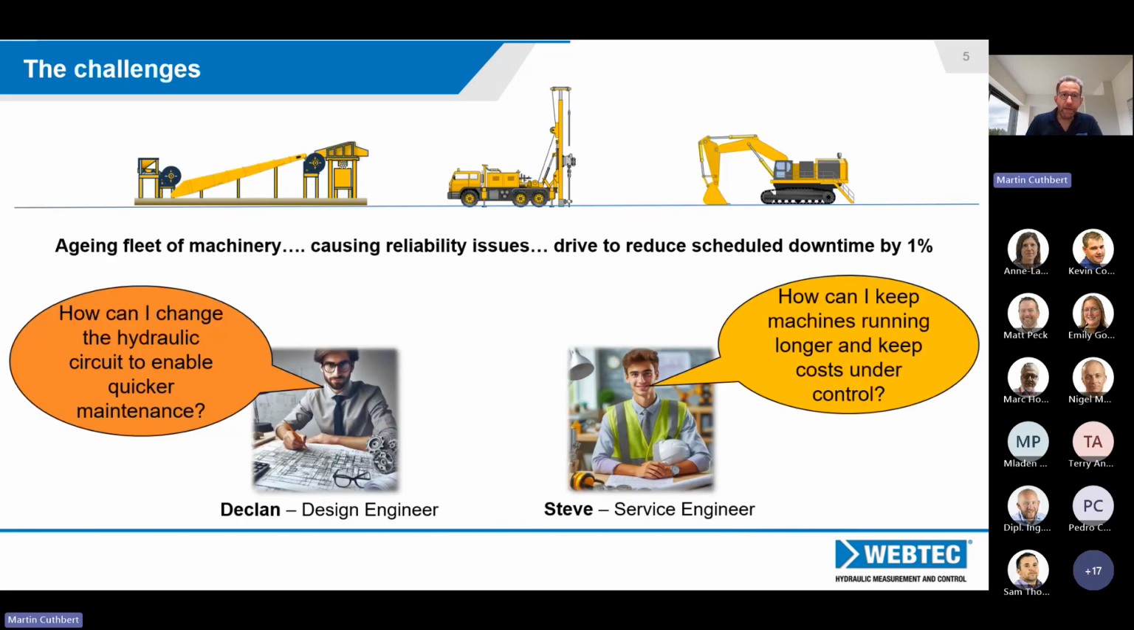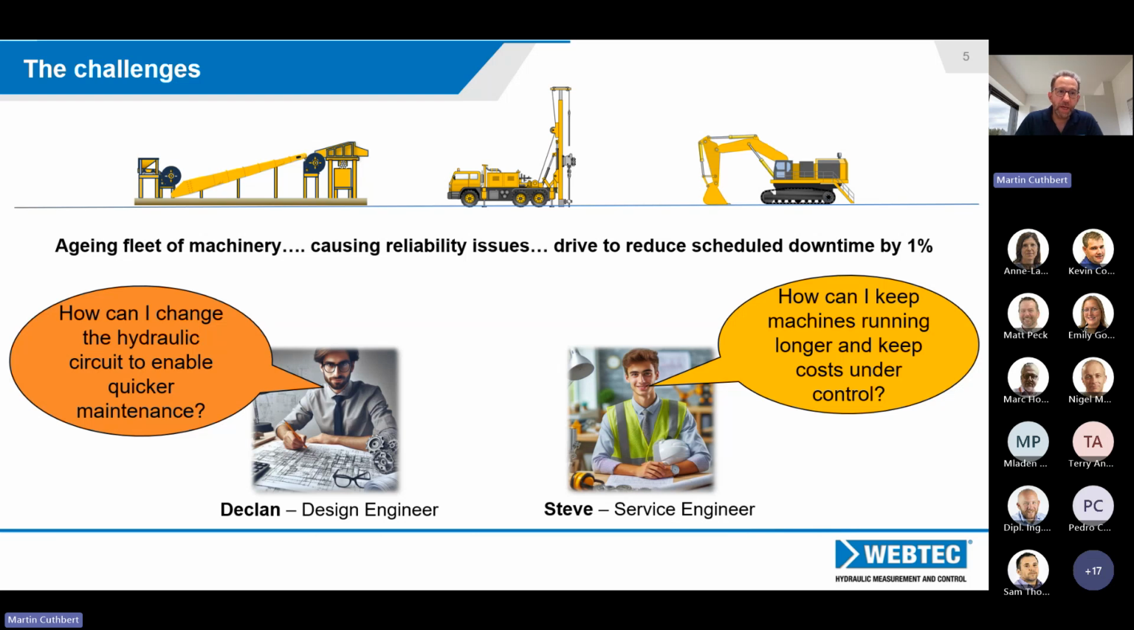So let's talk a bit about the challenge. Lauren has set this challenge to his team. He recognises that the fleet of machinery they have is aging. He recognises that's potentially causing reliability issues. And he's driving to reduce the amount of time spent on scheduled maintenance, which might sound counterintuitive, but he wants the maintenance team to be as effective as possible.